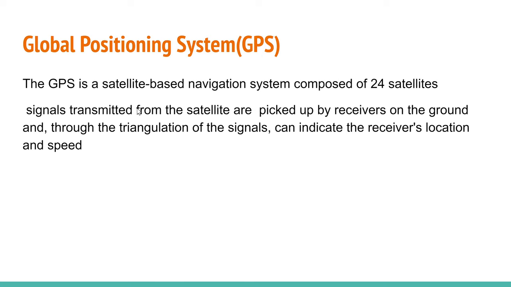Global positioning system. GPS is a satellite-based navigation system composed of 24 satellites. Signals transmitted from the satellites are picked up by receivers on the ground, and through the triangulation of the signals can indicate the receiver's location and speed.